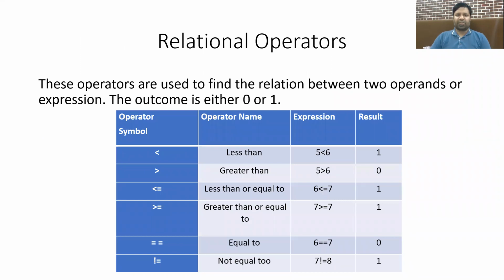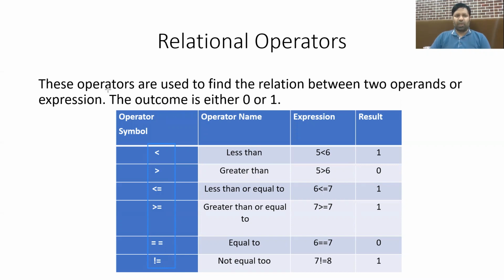The next is relational operators. As you can have a look at the table below, a total of 6 relational operators are there. First of all, let us define what is a relational operator. The relational operators are used to find the relationship between the two operands or the expressions.